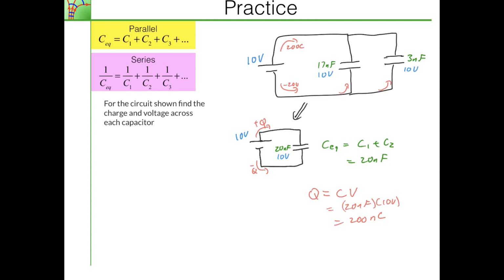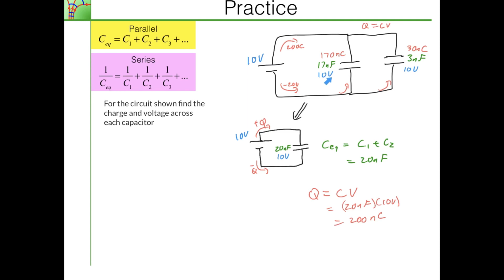The voltage across two things in parallel is always going to be the same. And since we have two of them, in both cases we can always find Q using C times V. So Q for the capacitor on the left is going to be 17 nanofarads times 10 volts, so it'll be 170 nanocoulombs. And on the right hand side, it'll be 3 nanofarads times 10, so it'll be 30 nanocoulombs. And there you have it.